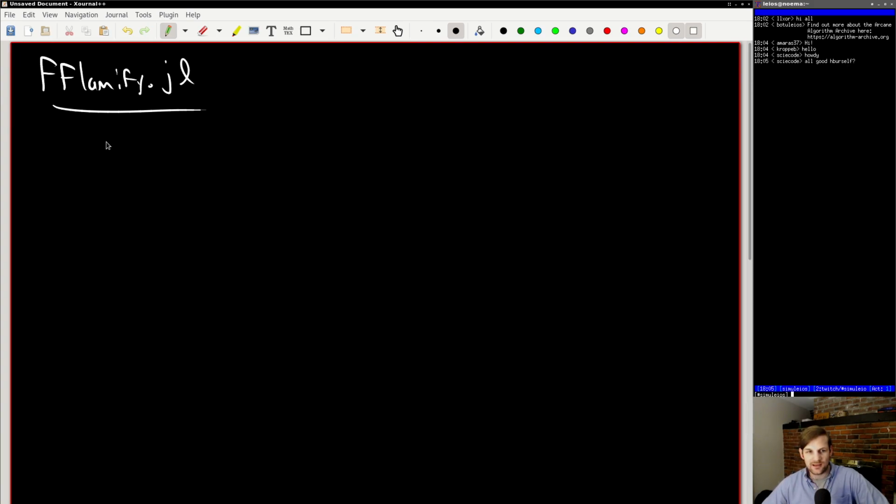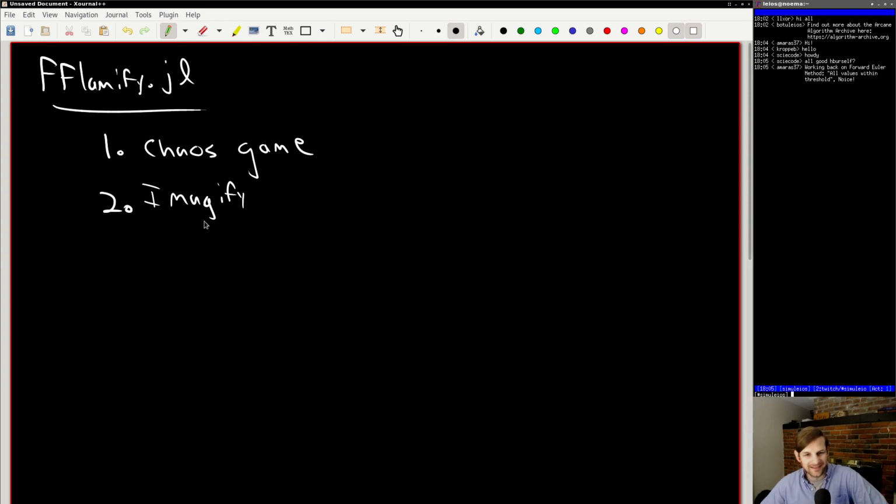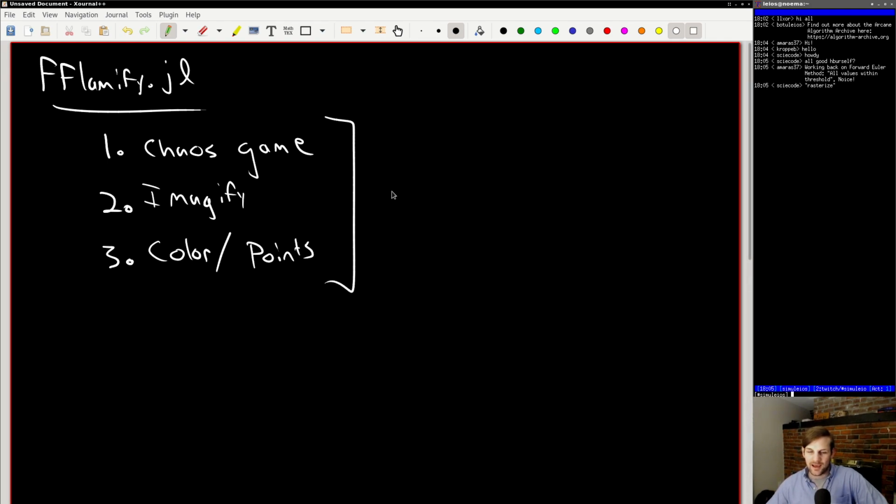What we did yesterday is, one, a chaos game. This was relatively straightforward, pretty easy to do. Two, we then projected the chaos game onto an image, rasterized it. And three, we added color and point structs, which are necessary for the next bit, which will be actually adding in a flame. So now we're going to start attacking the fractal flame nature. Yeah, rasterize is probably the correct word there.